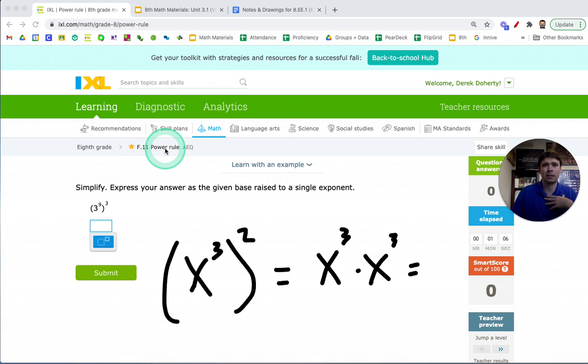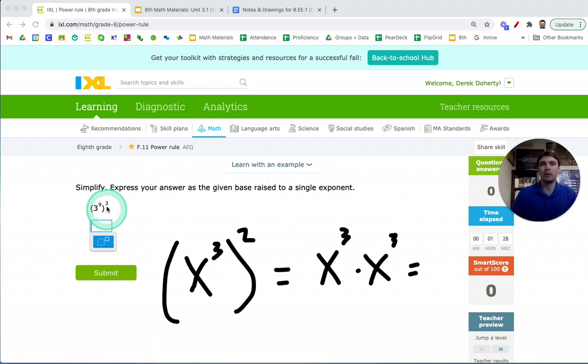I call this the exponent to exponent rule, but powers and exponents kind of mean the same thing. So when IXL says power rule, they're talking about what happens when we apply an exponent to another exponent. That's what people mean by the power rule. When you have one exponent applied to another power, what is the rule for handling those exponents?